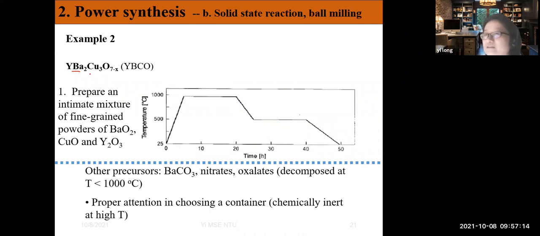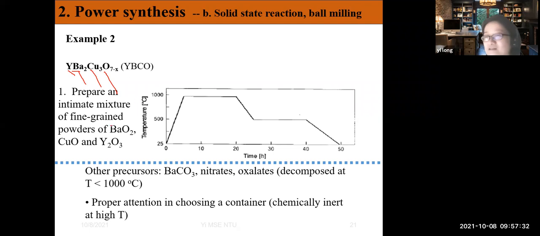Yttrium barium copper oxide, difficult, right? It looks very difficult: yttrium 1, barium 2, copper 3, oxygen 7 something. Okay, very complicated. But you can also use a very primitive way, like ball milling, to make it.